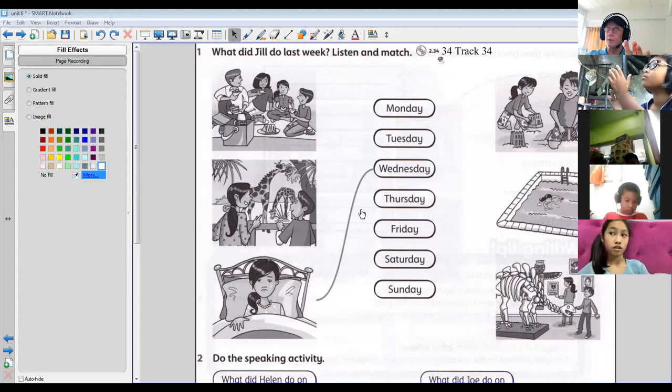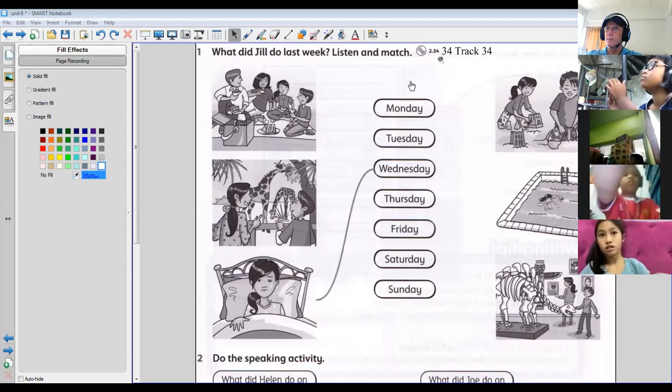Okay, so before we start the speaking, now we've got to do the listening. So listen and match the day of the week with the picture, but also listen because I will be asking questions.